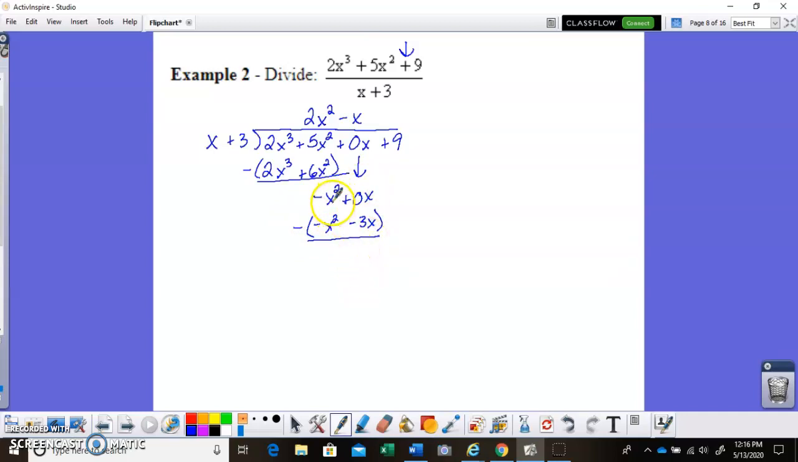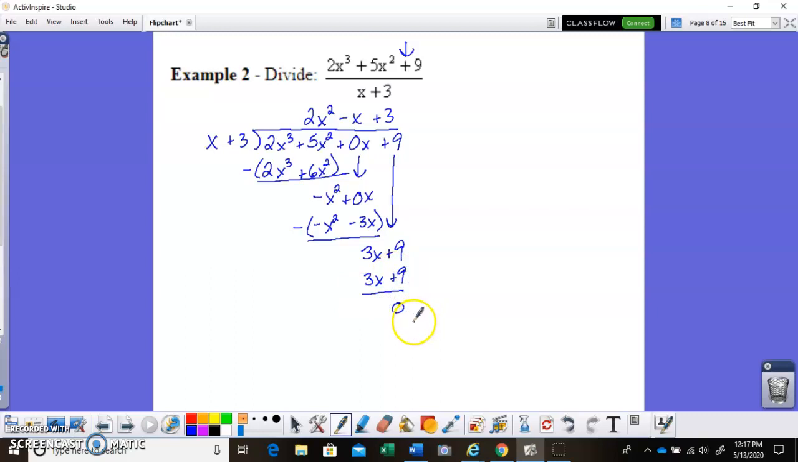All right, so we have a negative x squared minus a negative x squared, again plus, so that's 0. We have 0 minus a negative, again that turns to plus, so we actually have a 3x. And bring down our next term, plus 9. So what do I multiply x by to get to 3x? And that's just a 3. So that gets me 3 times x is 3x, and 3 times 3 is 9. So that gets me a remainder of 0.